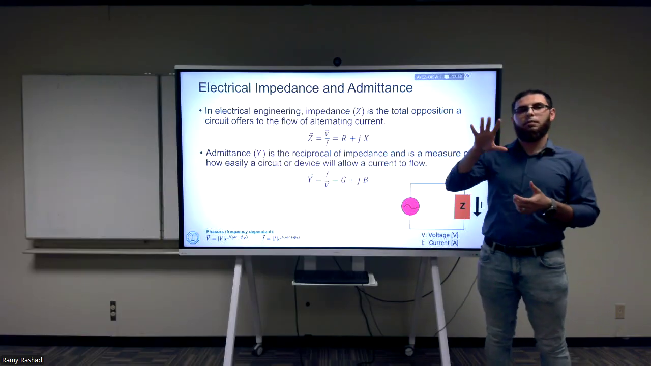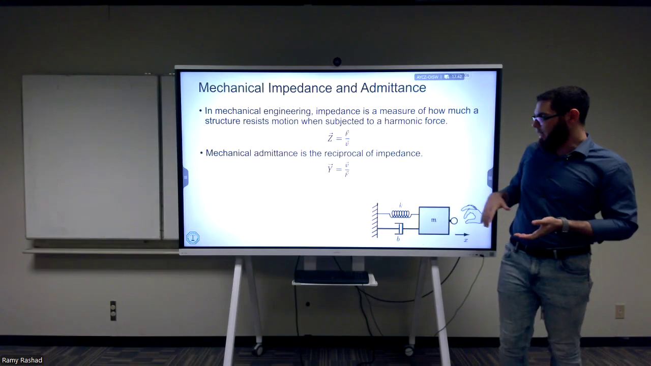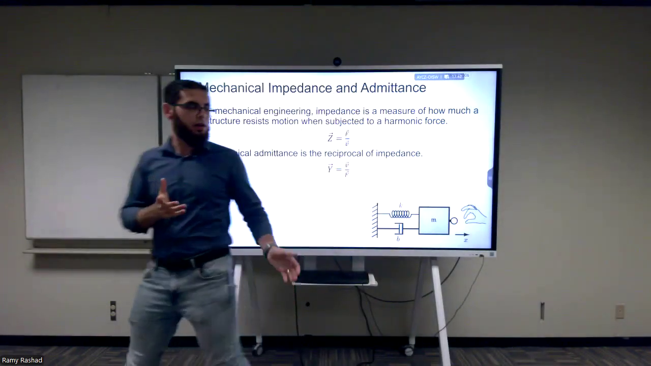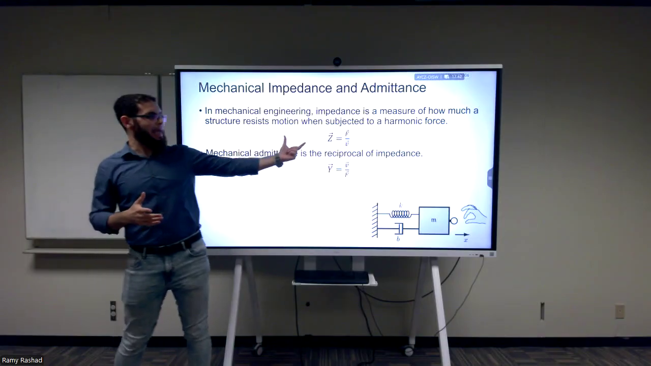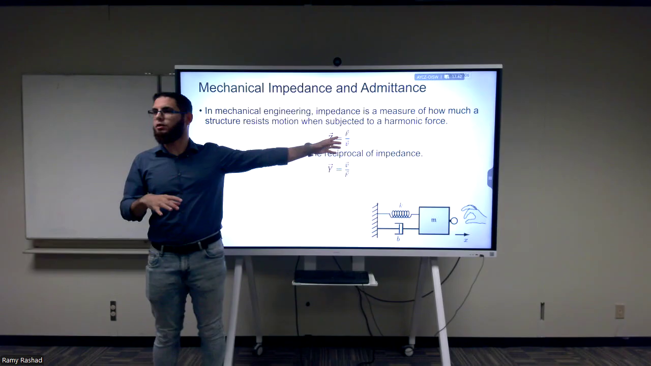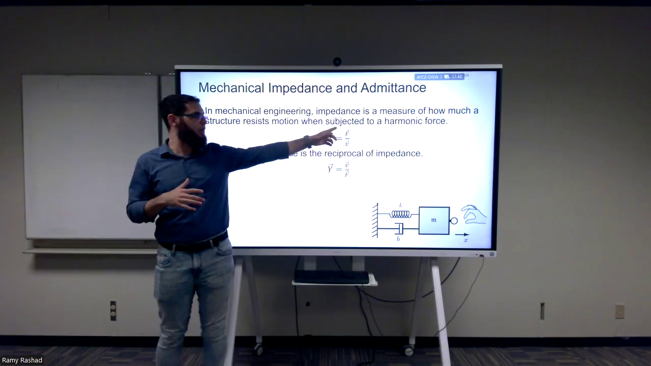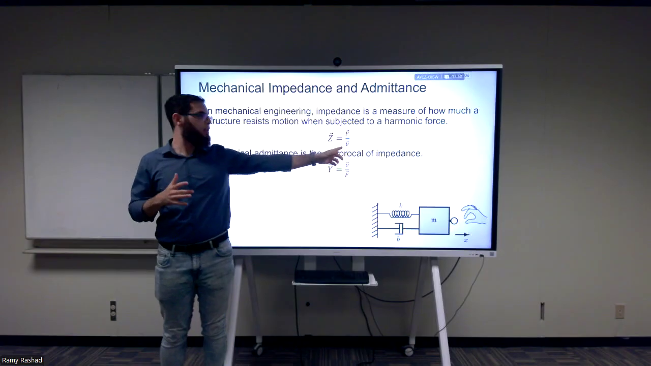There is something by analogy, the same for mechanical systems, which is the mass spring damper. Think of it this way. Mechanical impedance is also the ratio between force and velocity, just like the electrical impedance is the ratio between the voltage and the current.